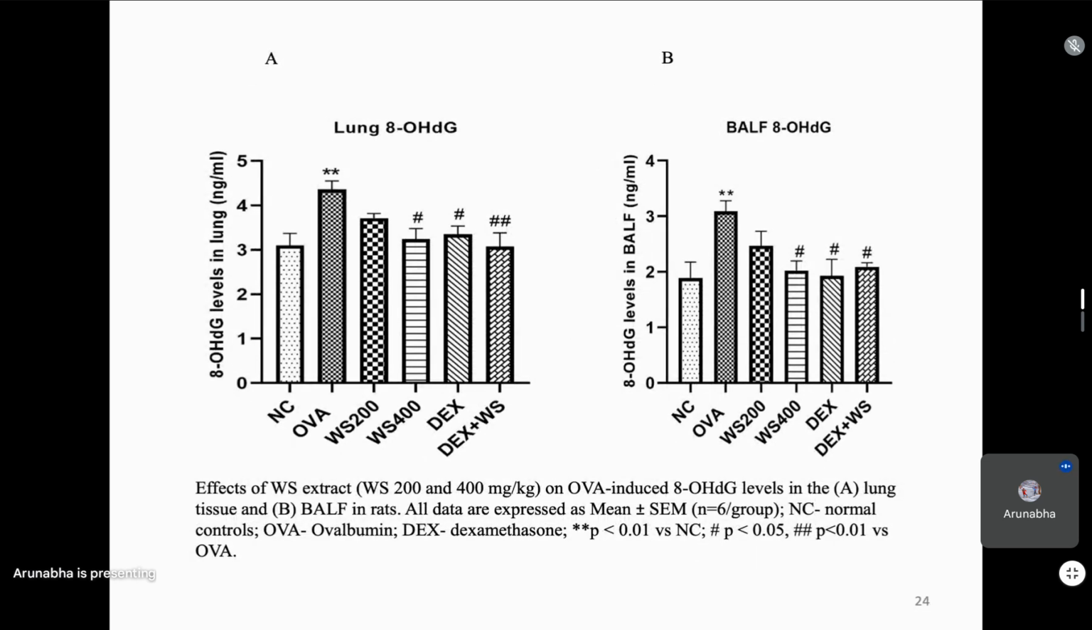Then oxidative stress: 8-hydroxy-DG is a biomarker of oxidative DNA damage. Such chronic inflammation is usually associated with DNA damage as a result of prolonged oxidative stress, and lung DNA damage was increased in the disease control group. 8-hydroxy levels were raised in both lung and bile fluid and were lowered by Withania somnifera, showing that oxidative stress induced DNA damage could have contributed to the remodeling.